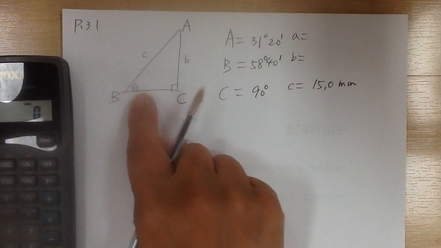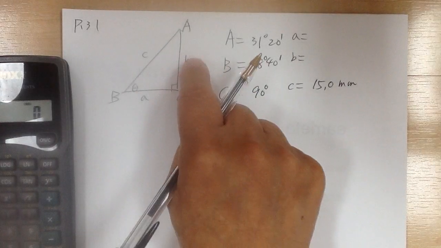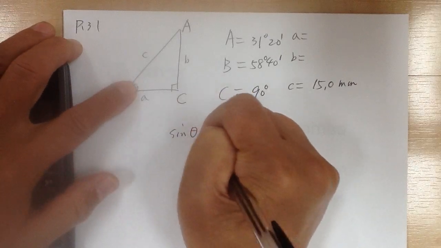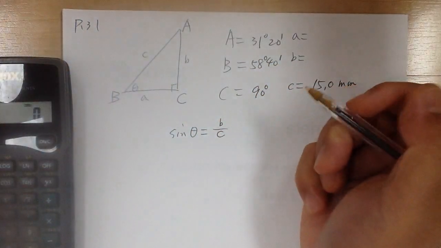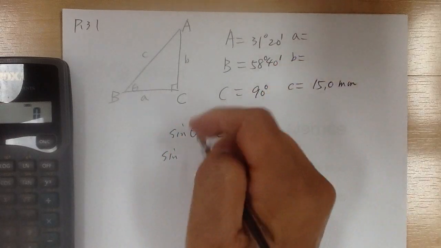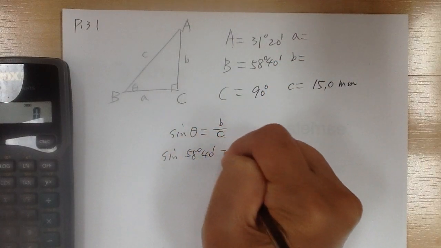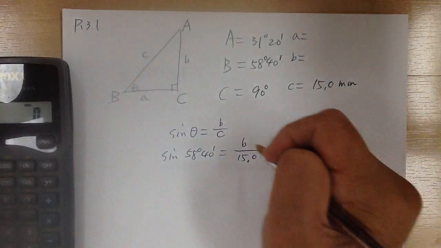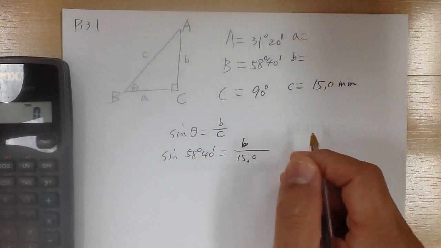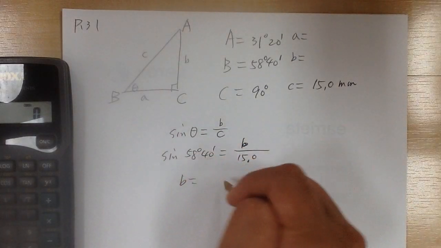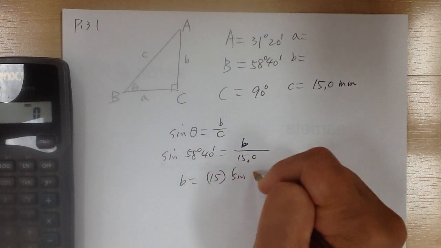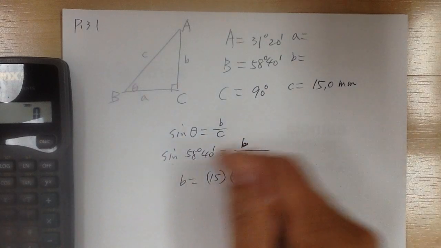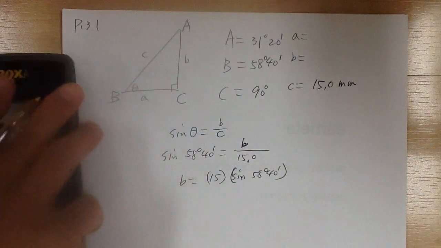If you're looking for B, you got sine of angle B, or sine of theta, equal to B over C. So you can have sine of 58 degrees 40 minutes equal to B over 15.0. You can do a cross multiplying. So B equal to 15 times sine of 58 degrees and 40 minutes. Just cross multiply.